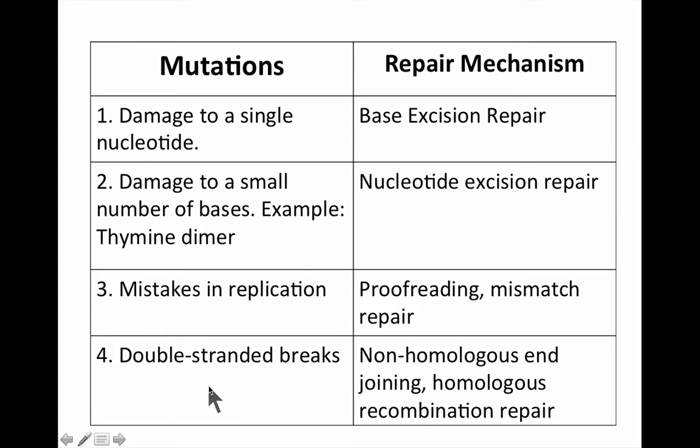Here are the different mutations that we'll explore, along with their corresponding repair mechanisms. Sometimes the damage is pretty localized, so damage to a single nucleotide or a small number of bases. Sometimes there's just mistakes in replication, so it's not damage per se, but the wrong nucleotide is inserted. And then sometimes the damage is more extensive. So for example, the DNA can undergo what's called a double-stranded break.